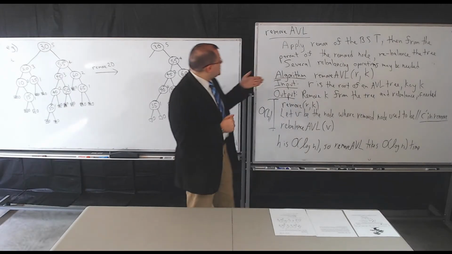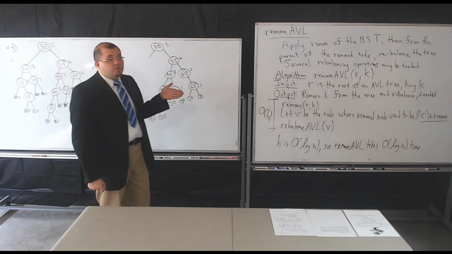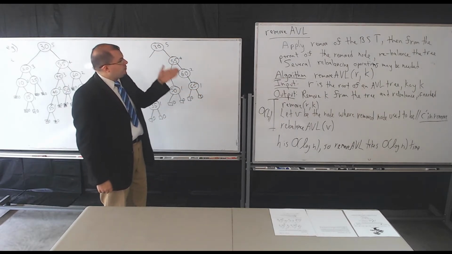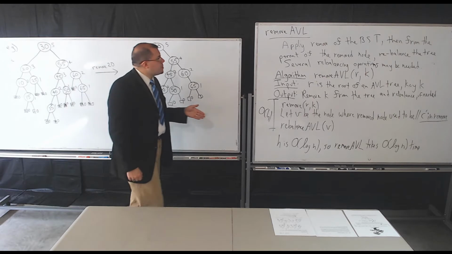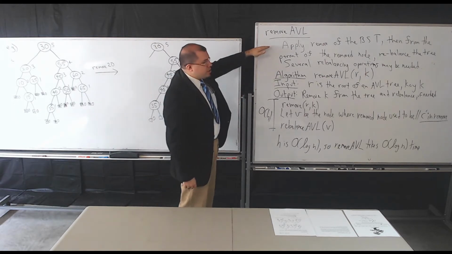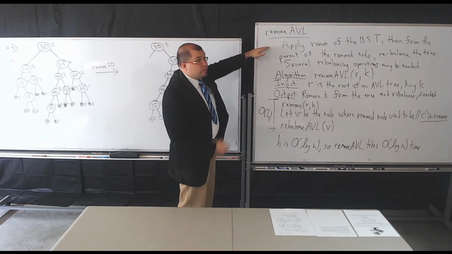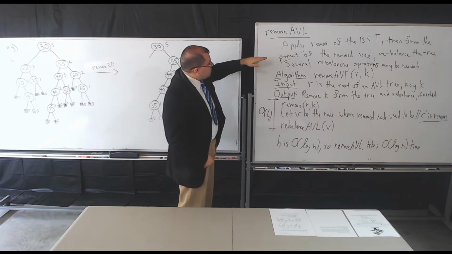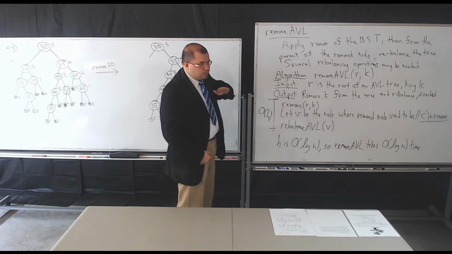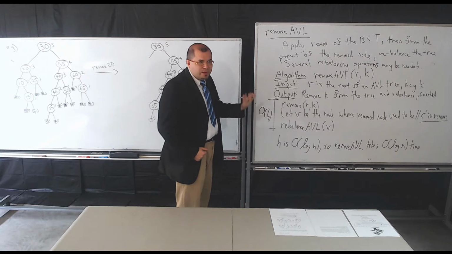So last day I'd given you the algorithm for removing a record from an AVL tree. Remember, we're going to apply the remove operation from the binary search tree which we've inherited. And then all we're going to do is start from the parent of the remove node, and we're potentially going to have to rebalance the tree.